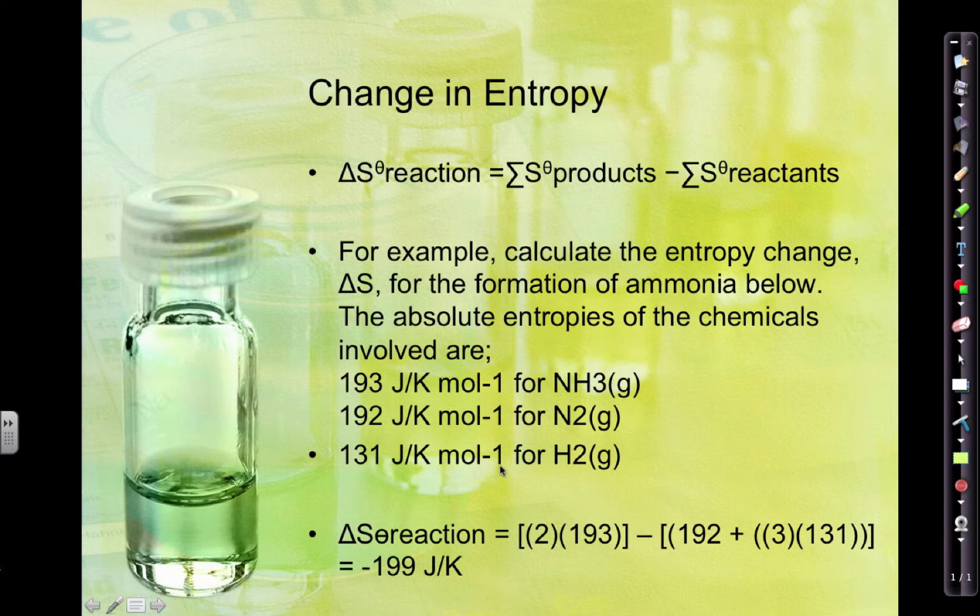So delta H is usually measured in kilojoules. S is usually measured in joules. And whenever we deal with Gibbs energy, we always deal with Kelvin because we want the temperature to be positive always.